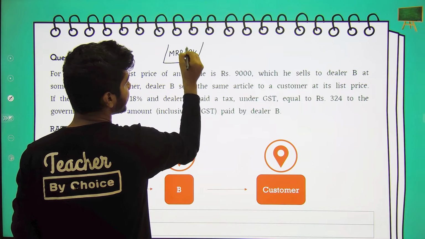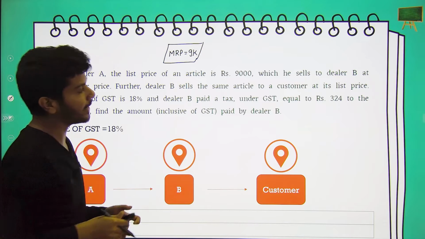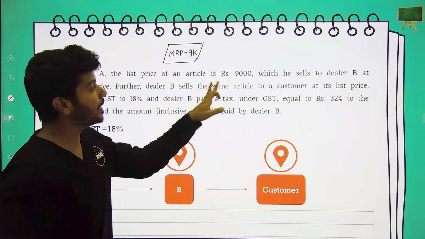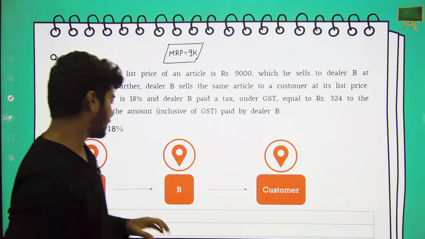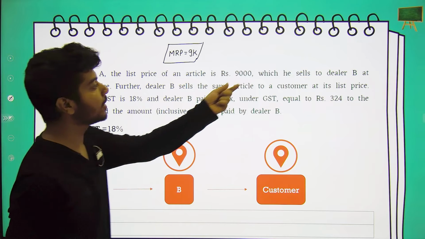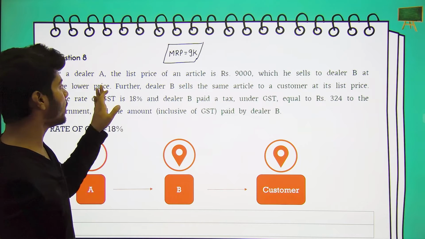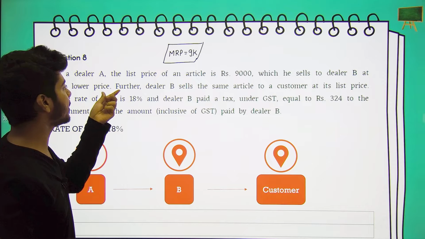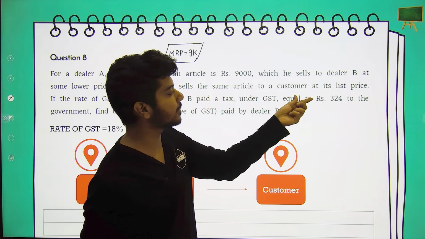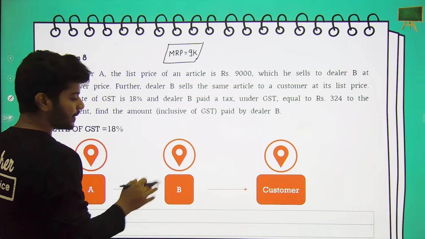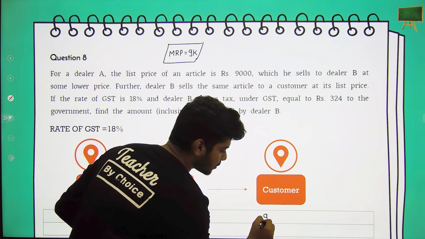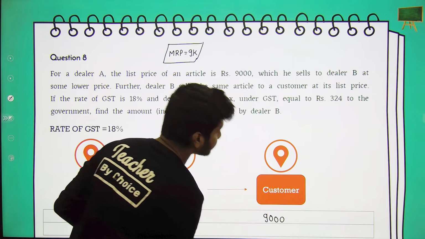I'm writing it as 9k, right? That MRP is for the customer. Which he sells to dealer B. A sold this product to B at some lower price. Then B sells the same article to the customer at its list price. So B sold to the customer at 9,000 rupees.